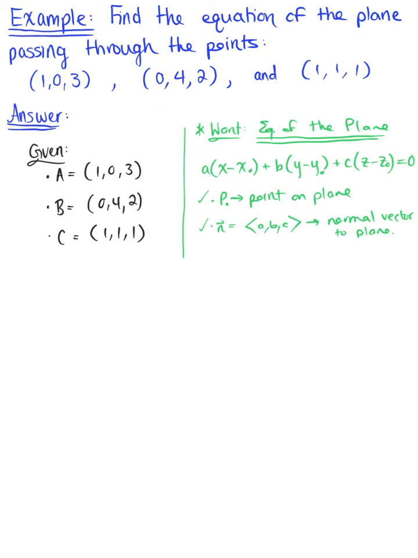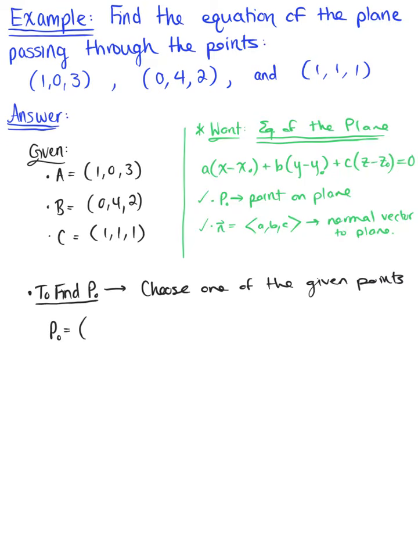So finding P naught is easy. We already have 3 points on the plane. So to find P naught, simply choose one of the 3 points. All of them work, but we only need to choose one of the given points. So pick your favorite point. Let's just let it be the first one. Let's let P naught here be the ordered triplet 1, 0, 3. But again, B or C will also work. Now how are we going to find a normal vector?